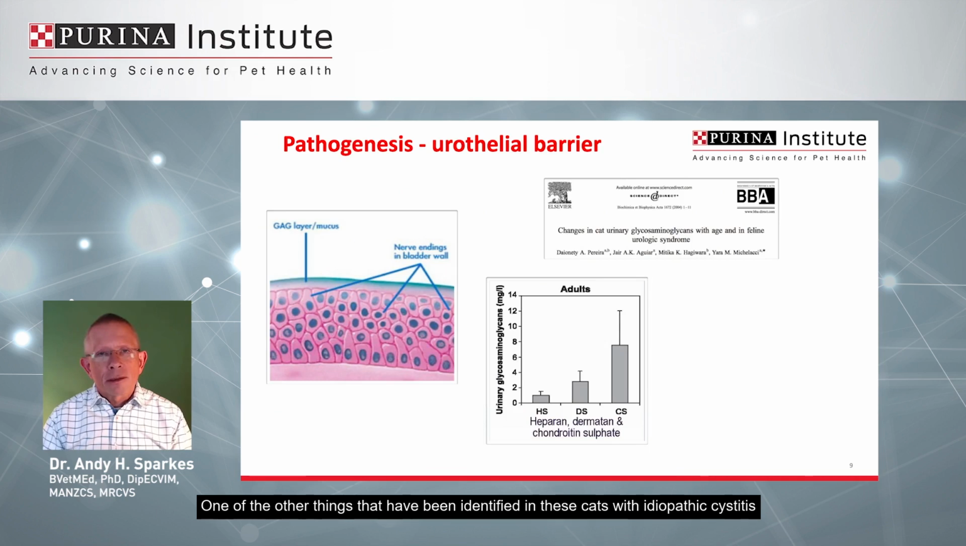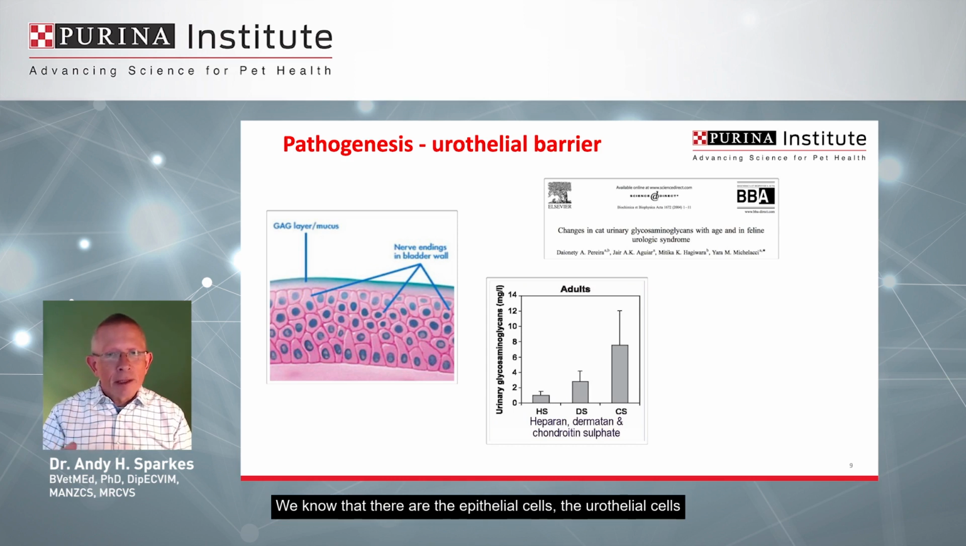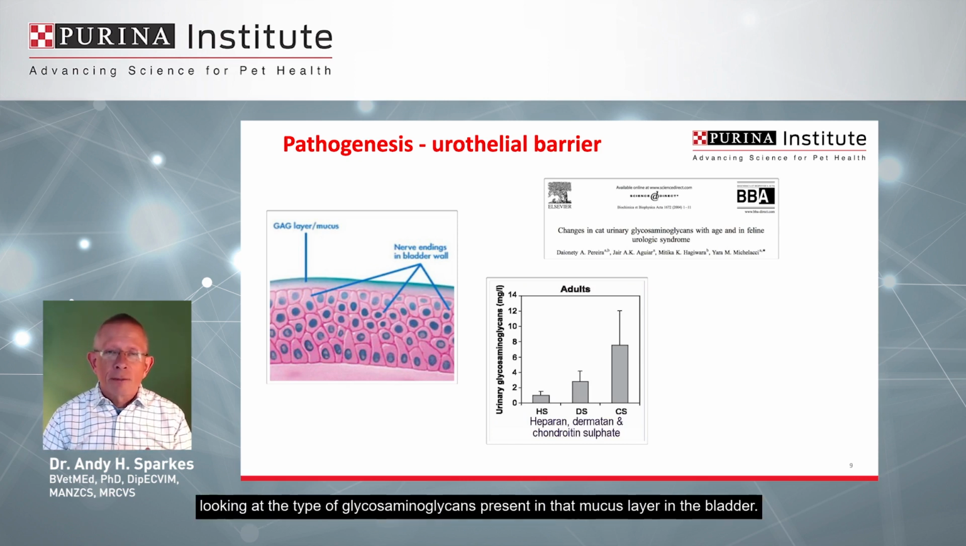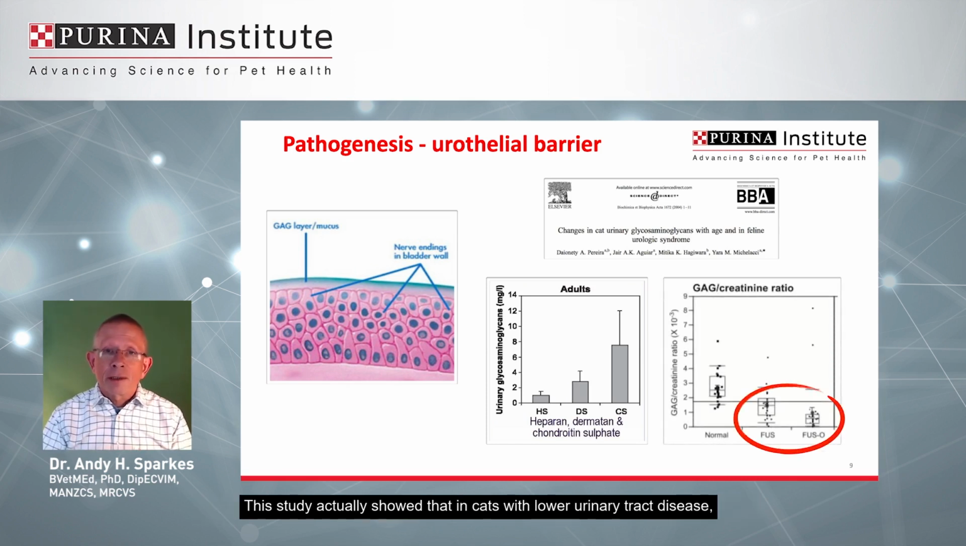One of the other things that has been identified in these cats with idiopathic cystitis is abnormalities of the urothelial barrier. So we know that there are the epithelial cells, the urothelial cells that line the bladder, and overlying that is a mucus layer, glycosaminoglycans. This is a study that was published a number of years ago looking at the type of glycosaminoglycans that are present in that mucus layer in the bladder. And this study actually showed that in cats with lower urinary tract disease, those glycosaminoglycans seem to be present in lower concentrations in the urine.